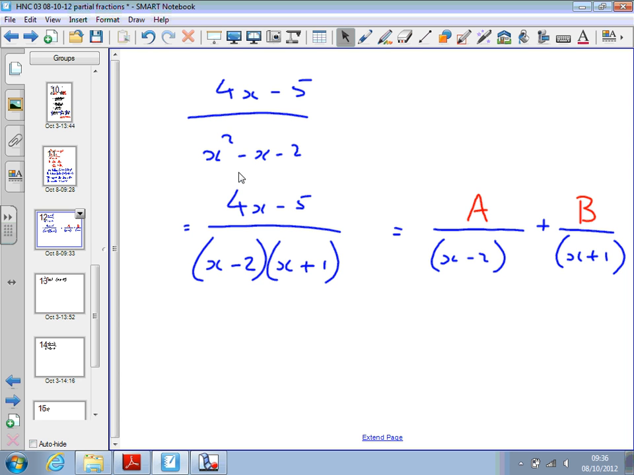If I had 3 factors underneath here, then I'd have A, B, and C, and so on. And when you get to look at the problems, which you will be doing shortly, it's a case of just trying these different methods.